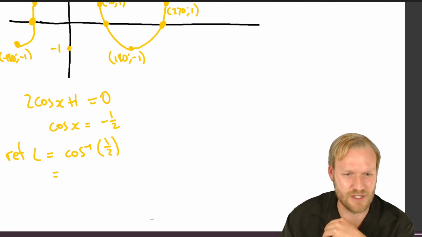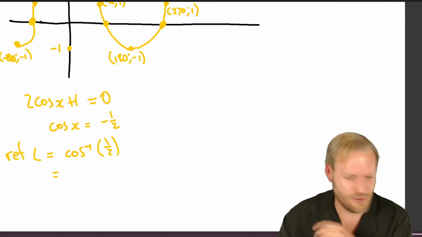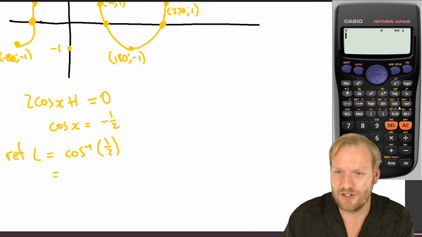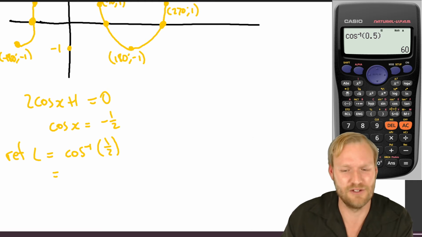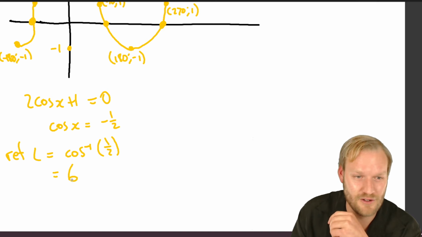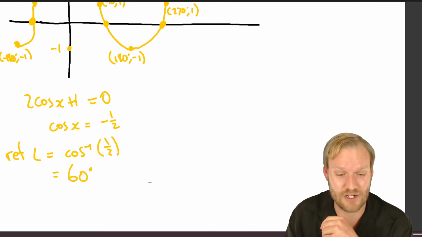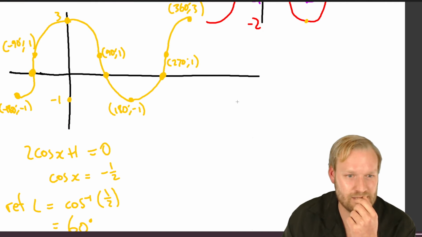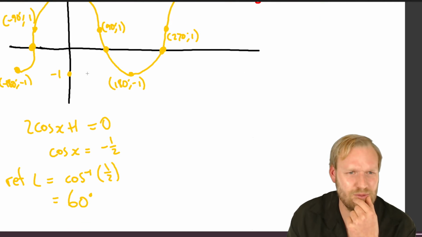And that gives us, do you remember, a special triangle? Or are you going to be like me and cheat and just go shift cos of 0.5 and be like, yeah, 60, I definitely knew it was 60 degrees. But well done to you if you actually drew a special triangle for that. Which means that we've got 60 degrees as a reference angle, but wait, it's not at 60 degrees.